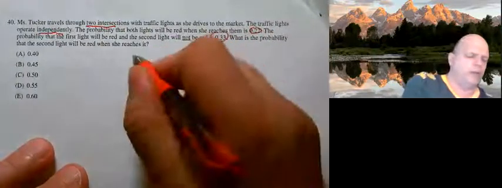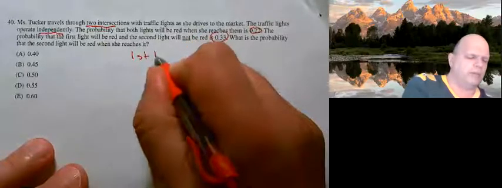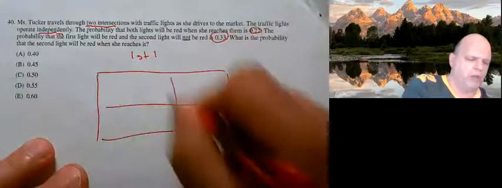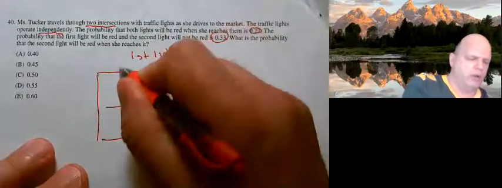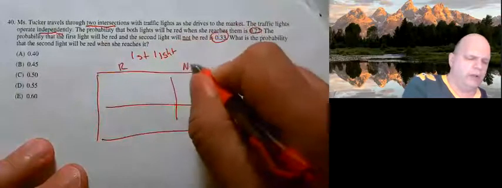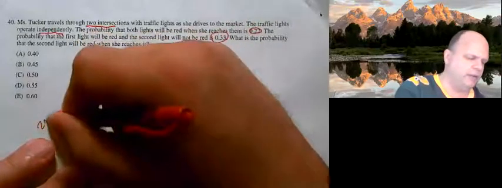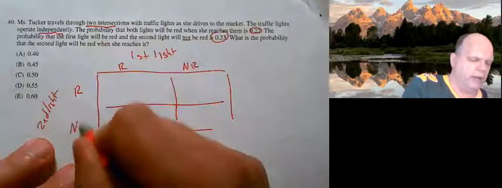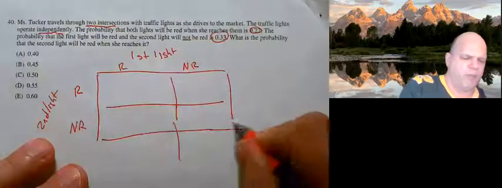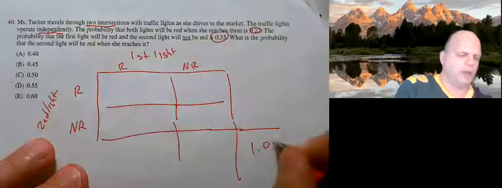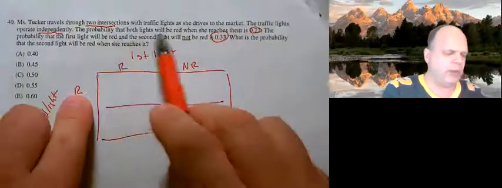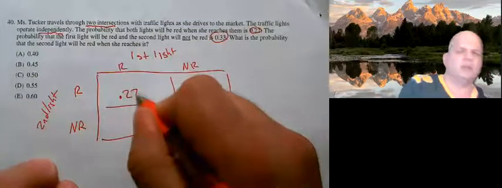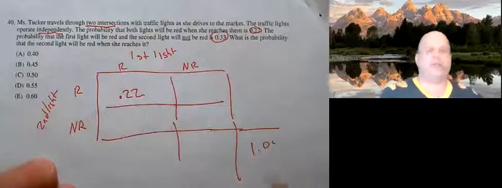Well, let's talk about this. We have the first light. First light: red, not red. We have a second light, and it's either going to be red or not red. All right. And it says the probability that both lights will be red when they reach them is 0.22. So both red is 0.22. And that wasn't conditioned on anything. It just said they're both going to be red.